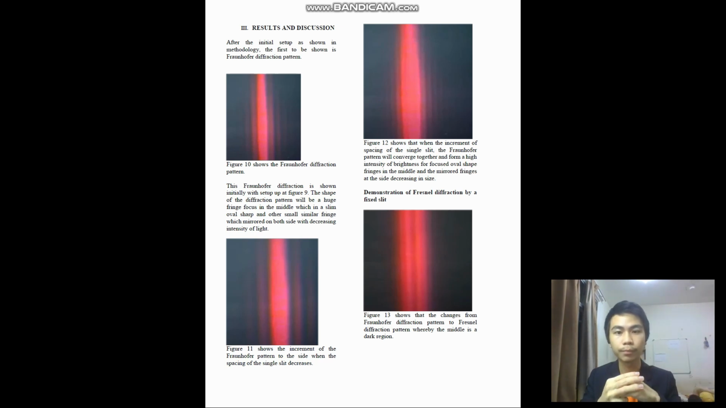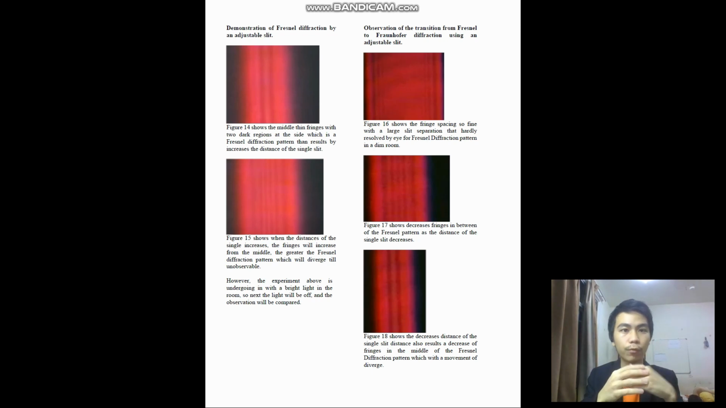Then the demonstration of Fresnel diffraction by a fixed slit starts with a dark region in the middle. Next, for Fresnel diffraction with an adjustable slit, we can show that when the distance of the single slit increases, there are two dark regions at the middle of the fringes. For figure 15, when the distance of the single slit increases, the fringes increase too from the middle, and the greater the distance, the more the diffraction pattern diverges until it is unobservable. The experiment above was done in a bright room. Next we will turn off the light and compare the difference.